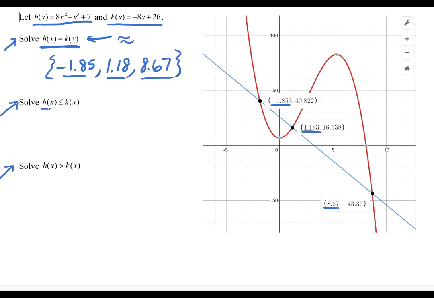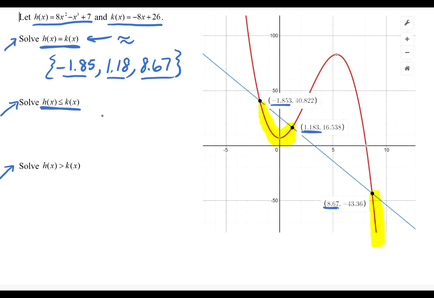Now, the next problem down was to solve the inequality where h is less than or equal to k. So we're interested in when the cubic, or the red graph, is below the line. So let's highlight those values. The red graph is below the line right here, and it's also below the line right at the bottom here where we're going out and getting into big x values. So our solution set would be the union of those two regions.